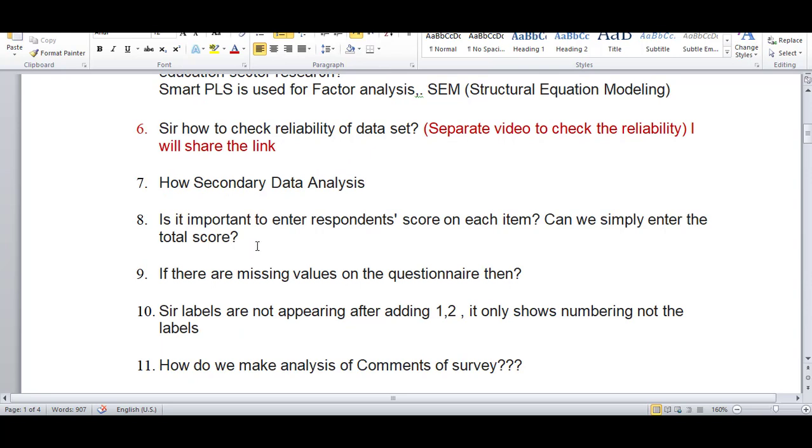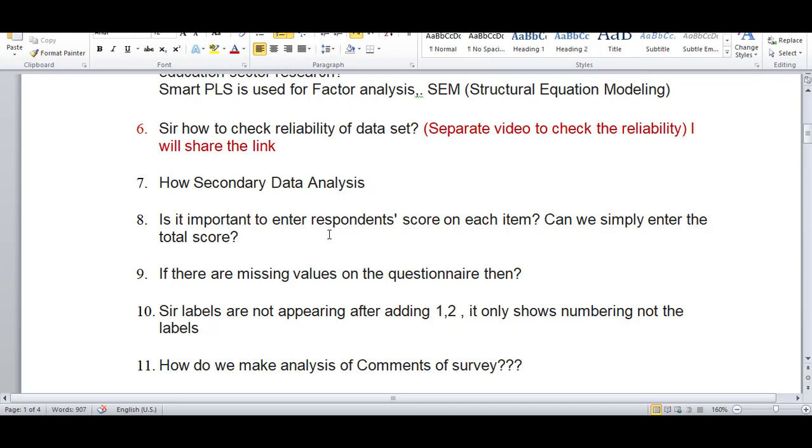And is it important to respond on each item? Can you simply enter the total score? It depends. Actually, we make a questionnaire to collect the data. So each item is important. Each item's composition makes a total score. So if you enter only a total score, then maybe in future you may want to know what the individual item score was.